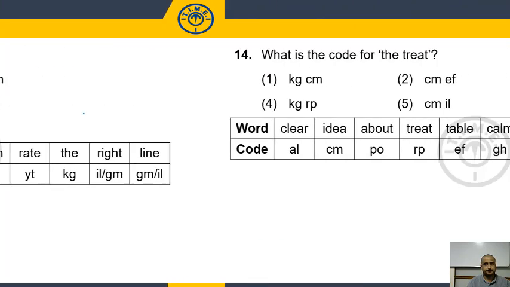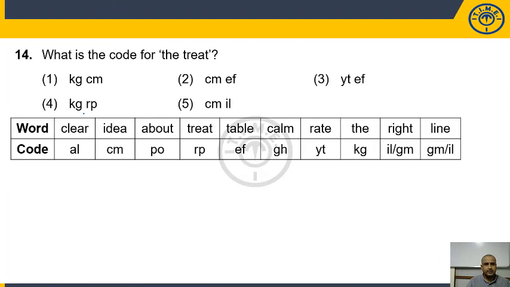Next. What is the code for the treat? What is the code for the KG? What is the code for treat? RP. KG, RP. Where do we have it? It is in choice 4.